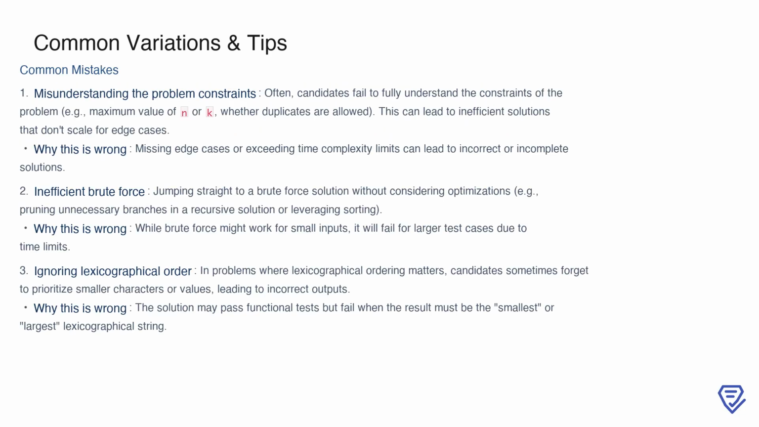When tackling this problem, there are a few common mistakes to watch out for. First, misunderstanding the problem constraints can lead to issues. For example, if you overlook the maximum values for n or k, or fail to consider whether duplicates are allowed, your solution might perform well for some test cases but fail for edge cases. This often results in exceeding time complexity limits or producing incomplete outputs.